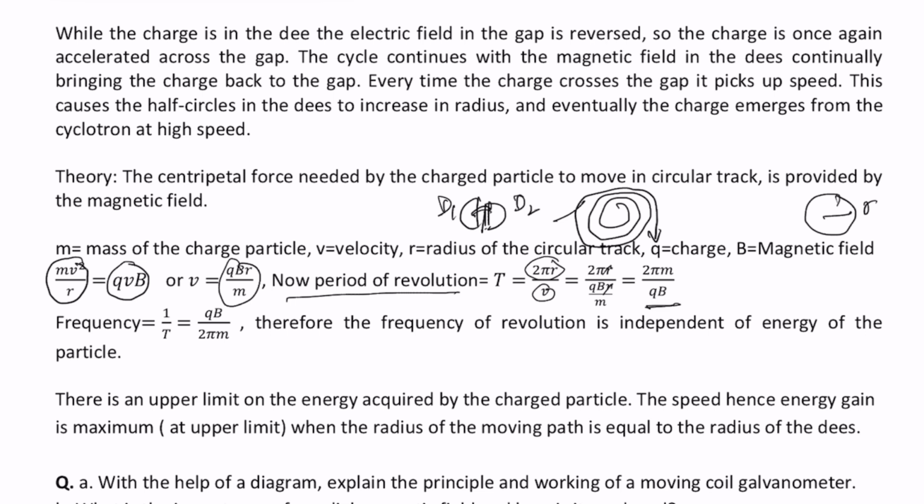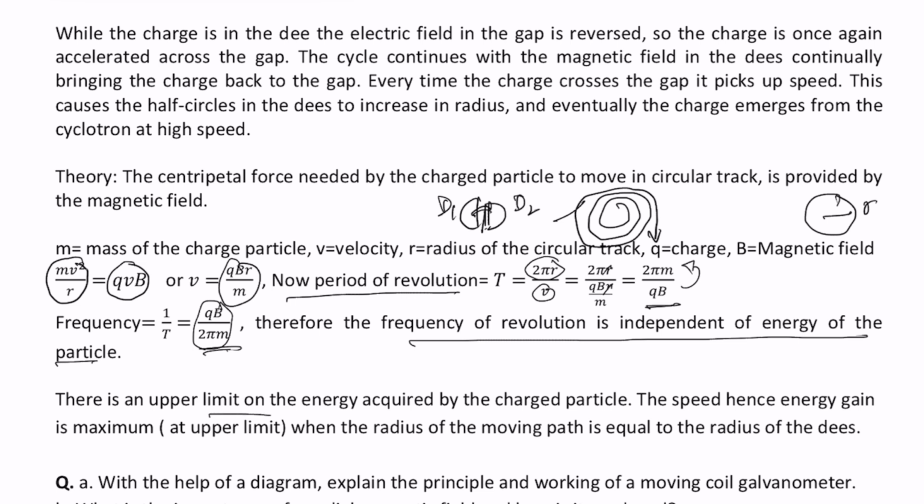Now what is frequency? It is the reciprocal of time period, 1 by T, correct? So if T is equal to 2 pi m by qB, then frequency is just reversed, numerator becomes denominator: qB by 2 pi m. So here the frequency of revolution is independent of the energy of the particle. There is nothing called velocity here, correct? No velocity in this expression. So it is independent of energy.